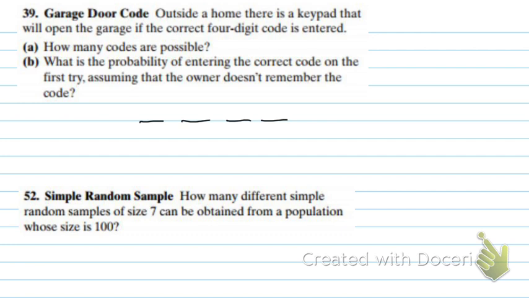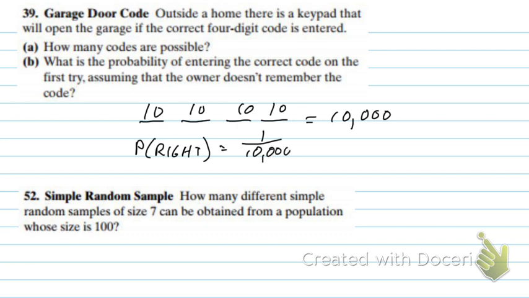So how many choices do I have for the first digit? 10. My little lines are my 4 digits there. And then I can repeat them. So 10,000. 10,000 possible codes with just 4 digits. So the probability, part B, the probability of just guessing it right is what? 1 out of 10,000. Is it possible? Yeah. Likely? No.